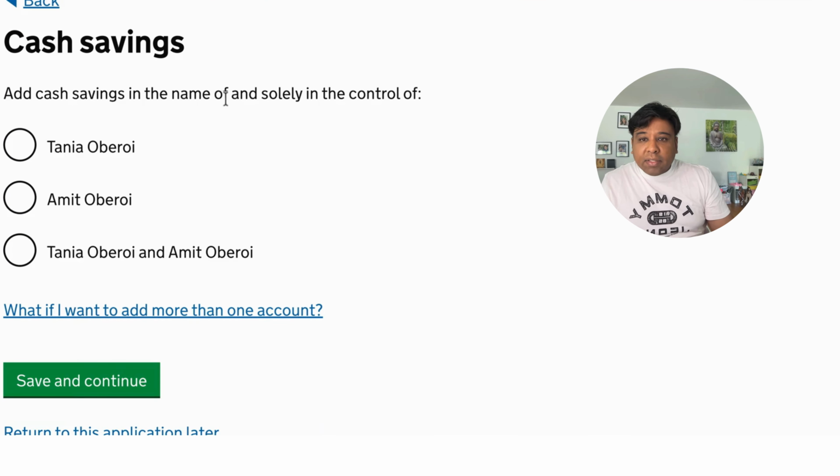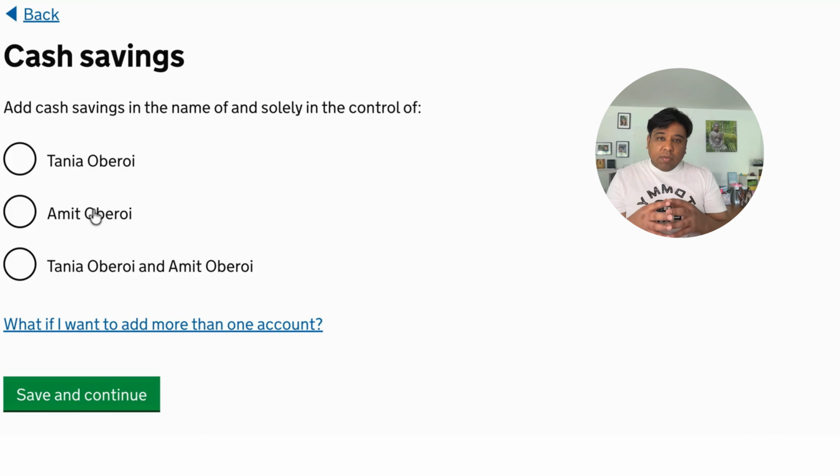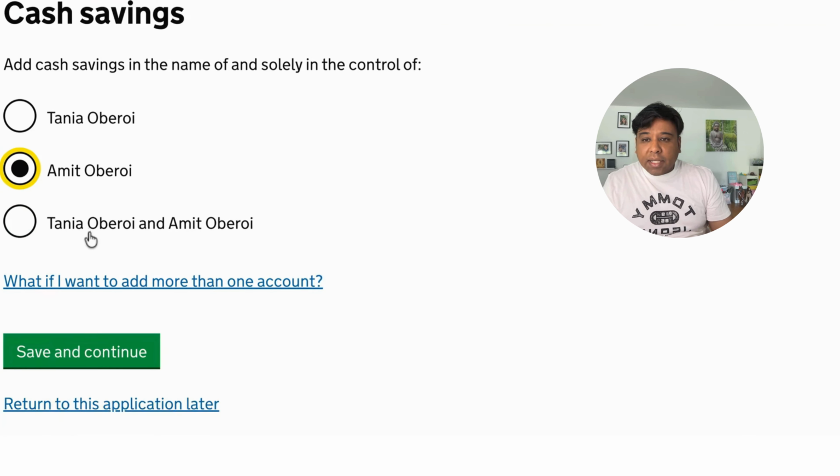Now add any cash savings solely in the name and control of Tanya Oberoi or Amit Oberoi. So if you opened a joint account and you both have access to at least 6 months of these savings, then you should mention that. So for example, add cash savings. So Amit has cash savings.